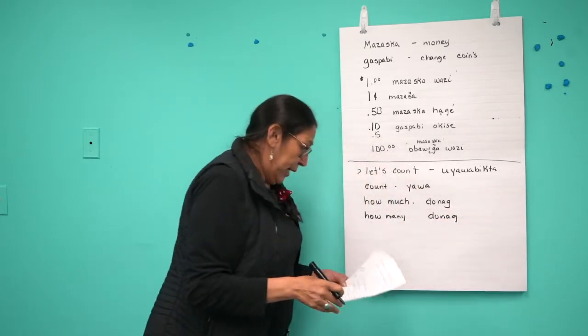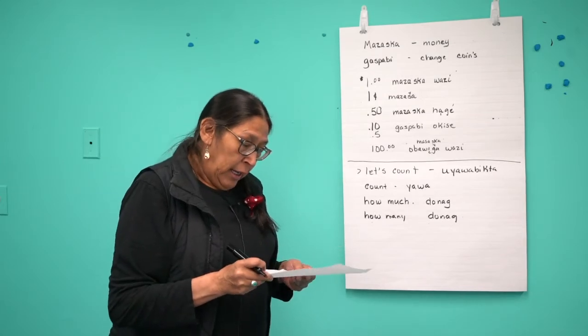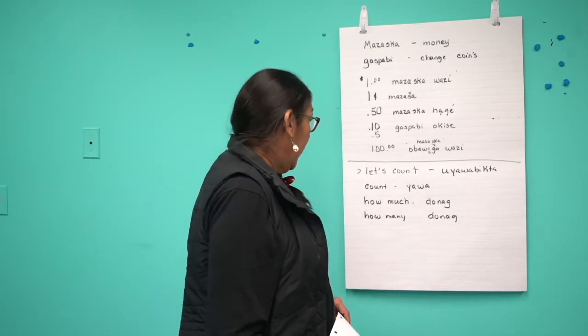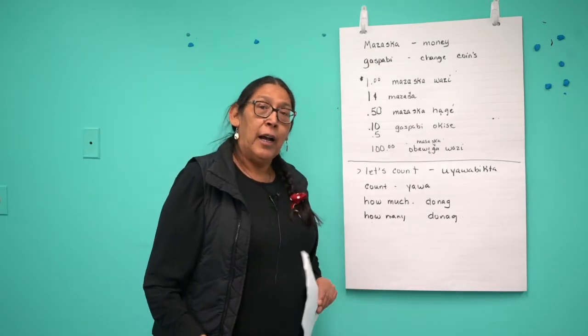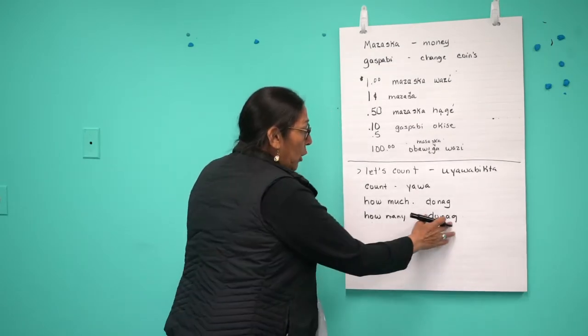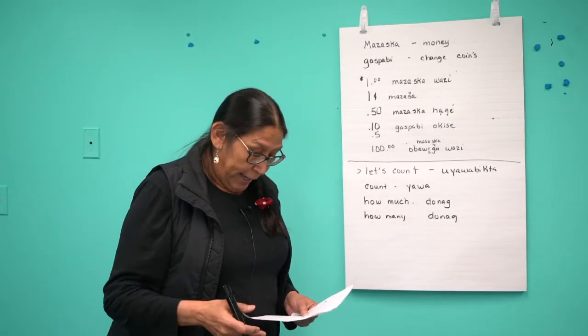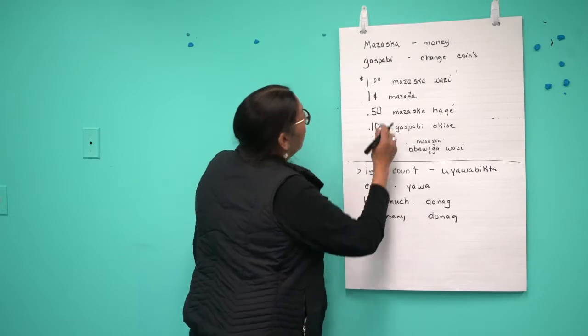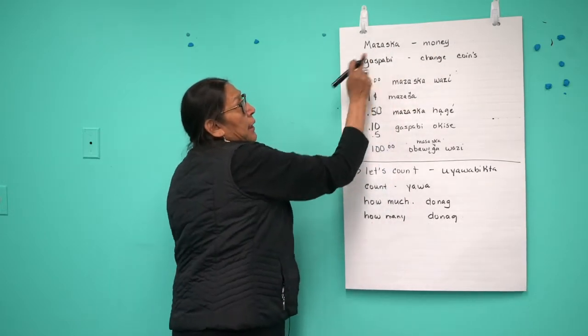Donag. That's the same. But if I'm going to ask you if you want, do you want? Dona ya chinga hai. How many do you want? I'm asking you. Donag. Dona ya chinga hai. How many do you want? Again, our money, mazaska. That's money.